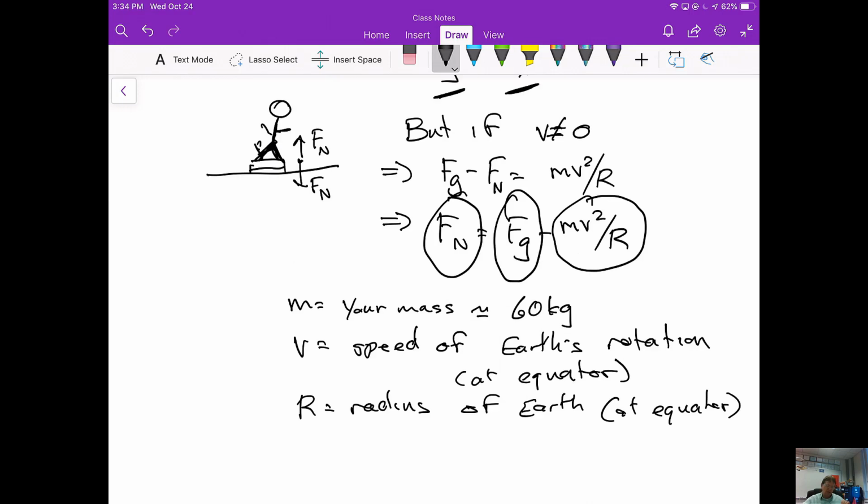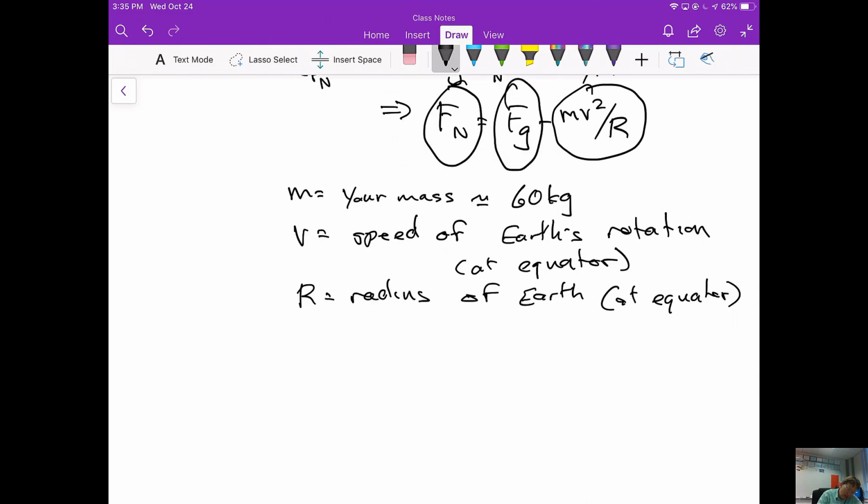Okay, so if we want to solve this question about how much heavier we are than we actually feel, and I'm saying, again, doing this at the equator, then to plug in these numbers, we have to say what is the speed of the Earth's rotation at the equator, and what is the radius of the Earth at the equator. If you want to find out what it is in Lynchburg, Virginia, the radius and the speed of rotation are going to be different. And so you can figure out what it is there.